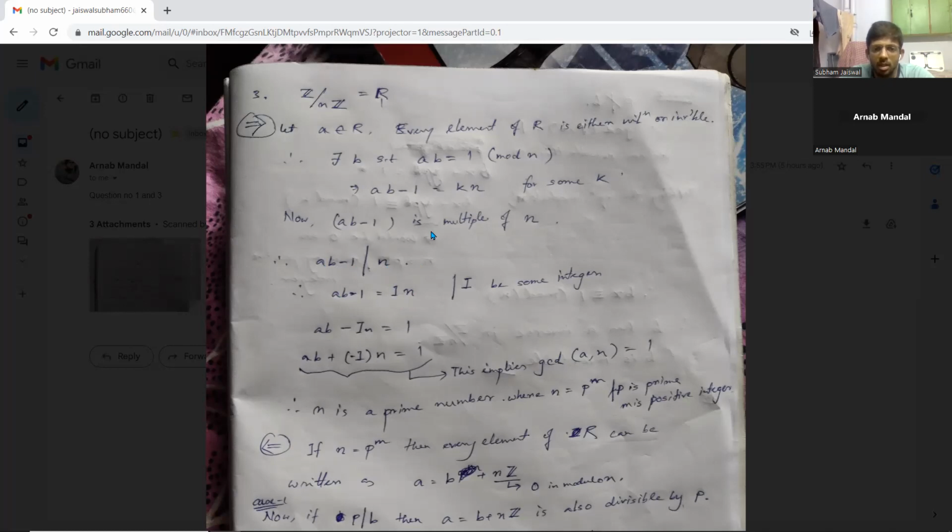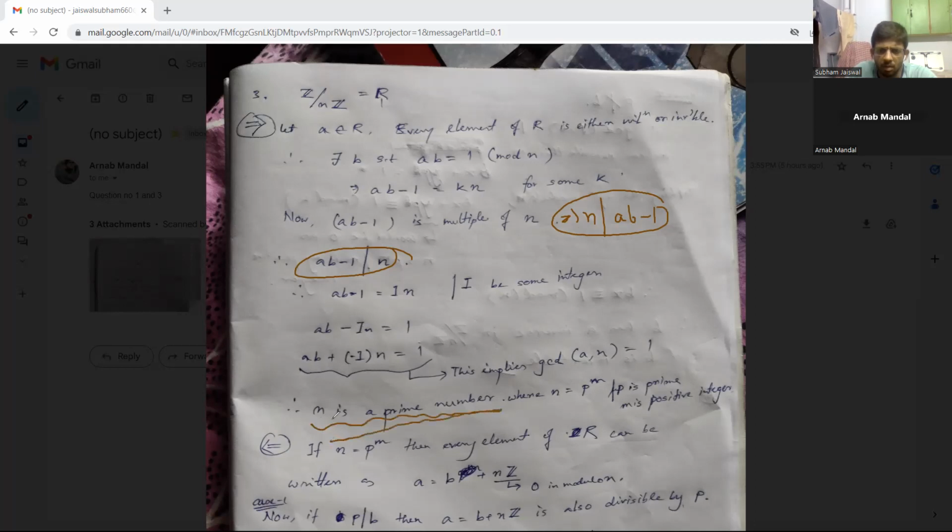So this thing is not the standard notation, right? When you say that AB minus 1 is a multiple of n, this is written as n divides AB minus 1, right? I mean, this is your own notation, but it's not the standard notation, right? Okay, so now that's not a problem. So this is this, and this is this, and this implies the GCD of A and n. So why is n a prime then?